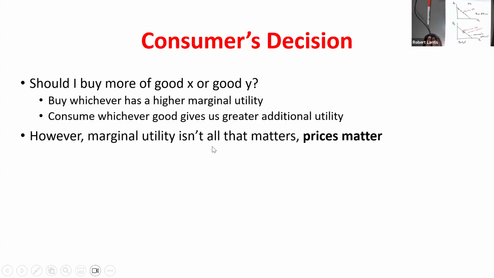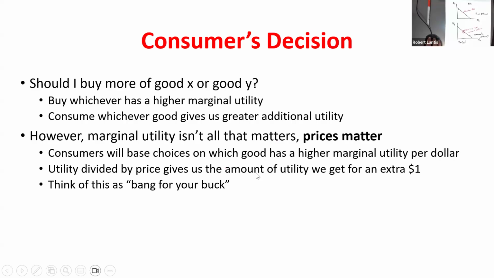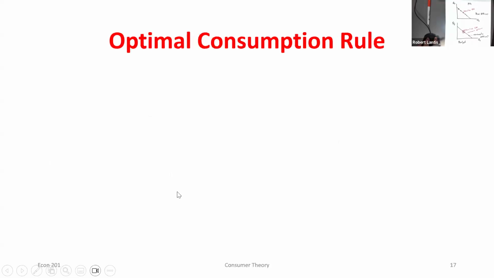So what we're actually going to do is not just look at marginal utility, but factor in prices. The consumer is going to look at the marginal utility per dollar they have to spend. If I look at the marginal utility and divide it by the price of a good, that's telling me how many units of utility I'm getting for every dollar I spend. If I'm trying to spend optimally, I want to put money towards whatever is going to give me the highest additional utility, the highest marginal utility per dollar I'm spending. Another way of thinking about this is the most bang for your buck.